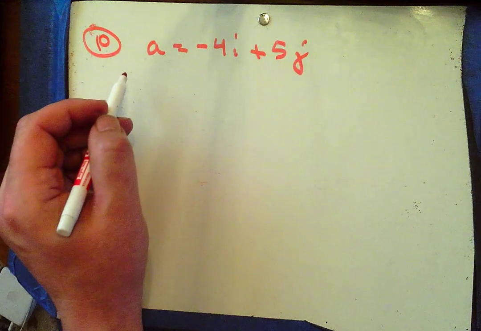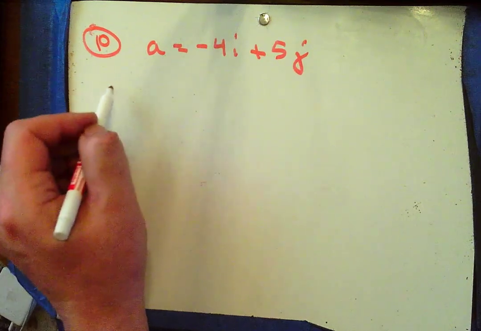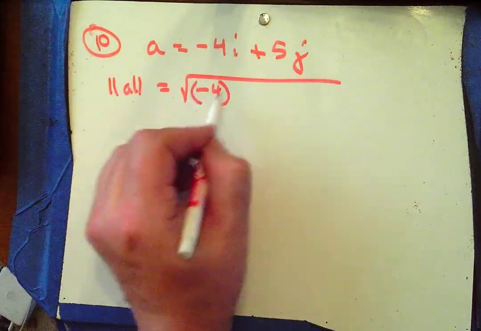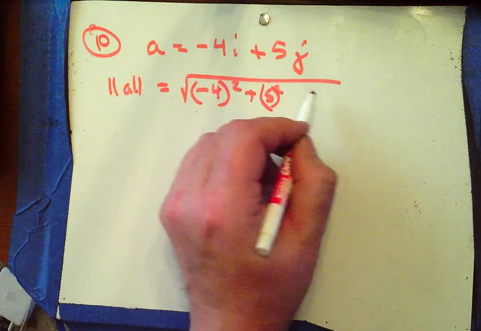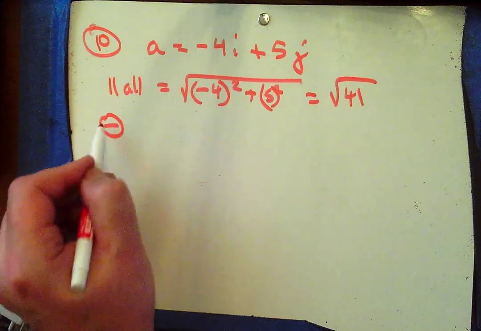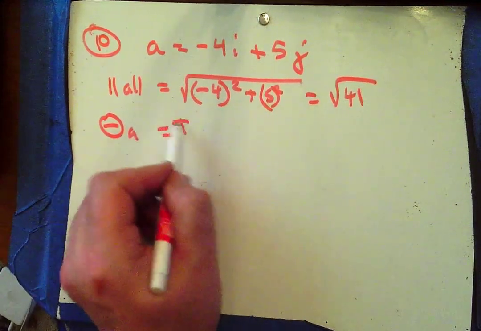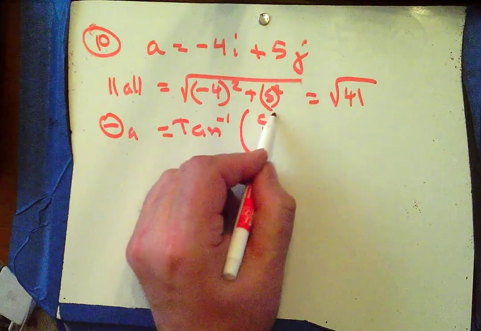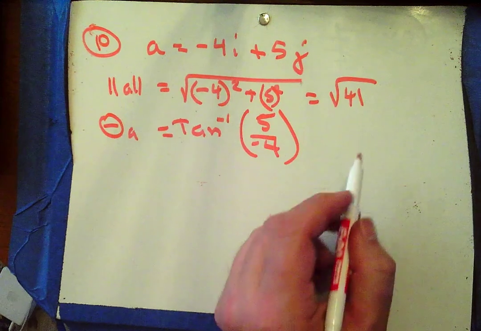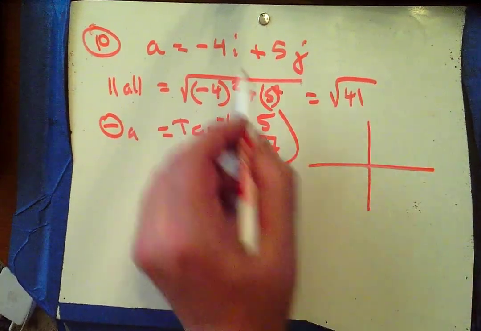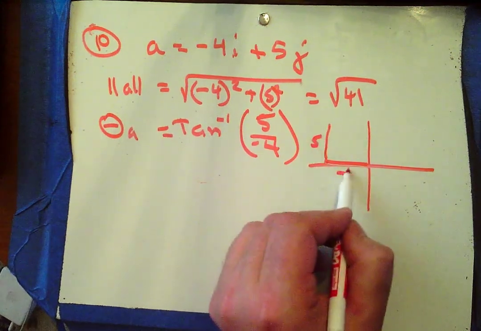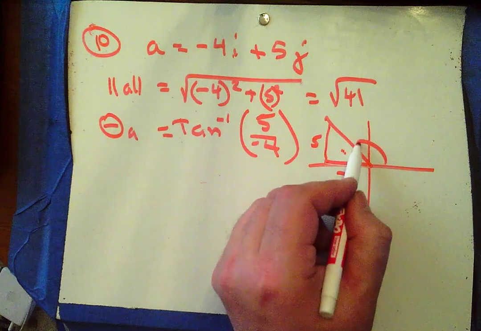So what do we want? We want the magnitude. So the magnitude of A is going to be the square root of negative 4 squared plus 5 squared, which is going to be the square root of 41. And theta A, the direction angle, will be tangent inverse of 5 over negative 4. Let's draw this and make sure this isn't going to be one of those add 180 cases. Okay, we're going left 4 and up 5. And so this is our angle here.